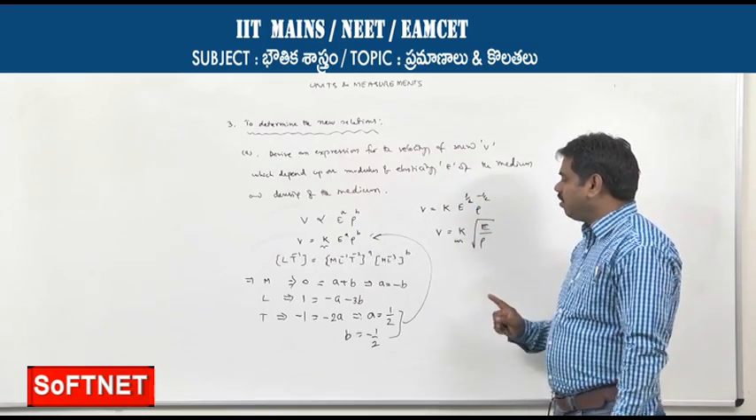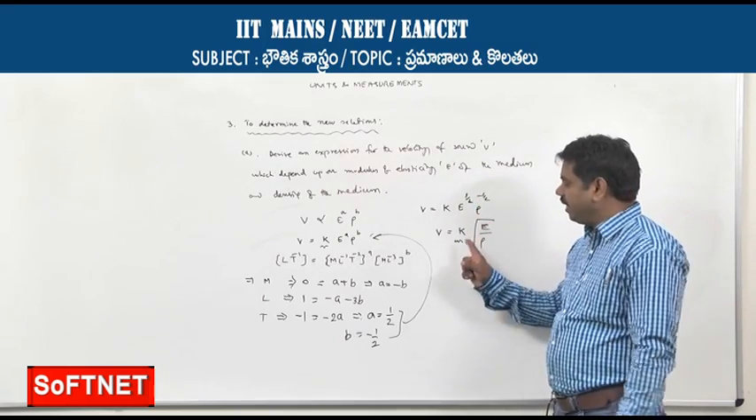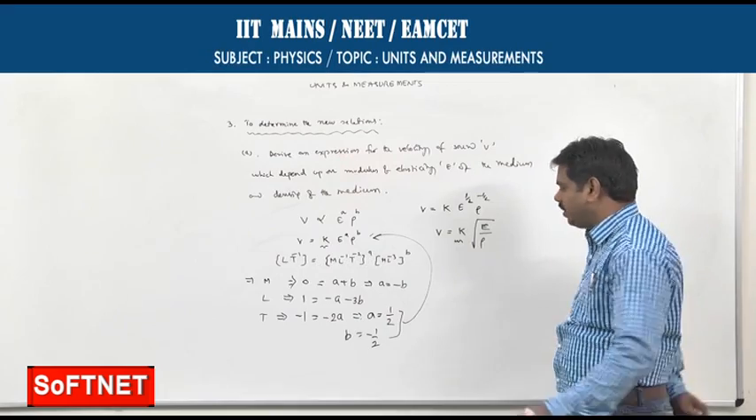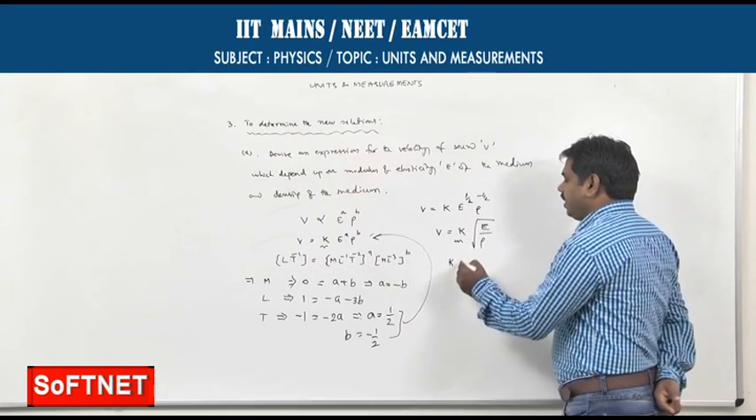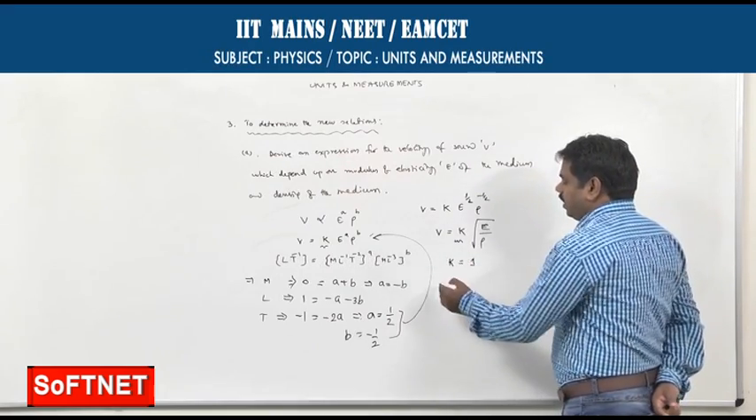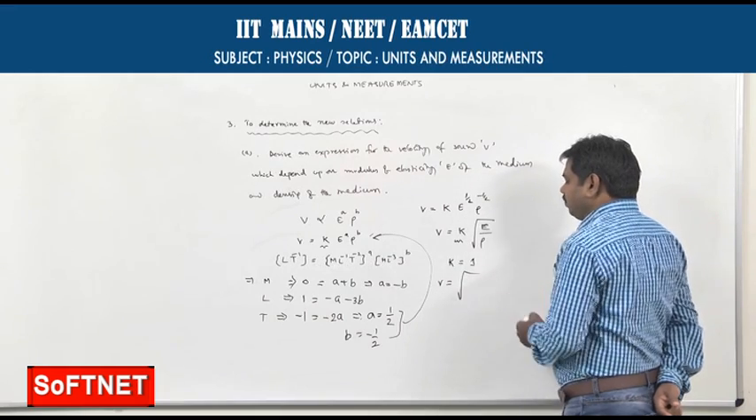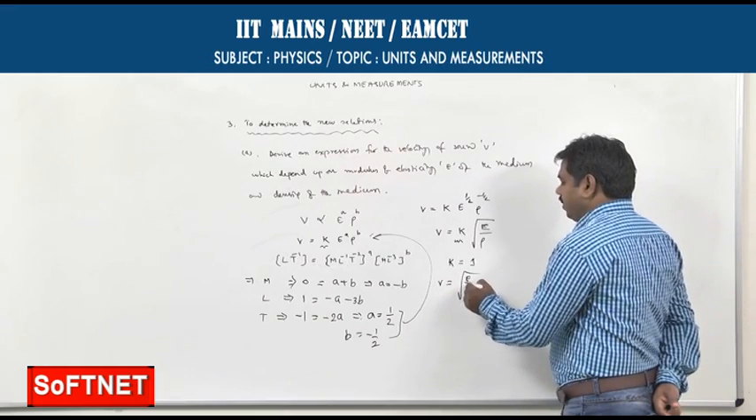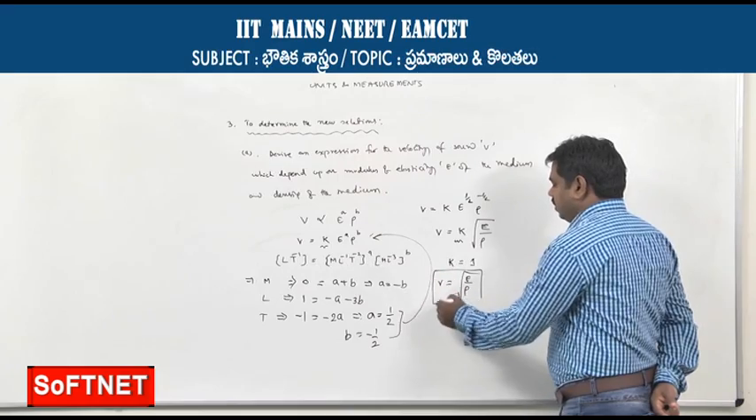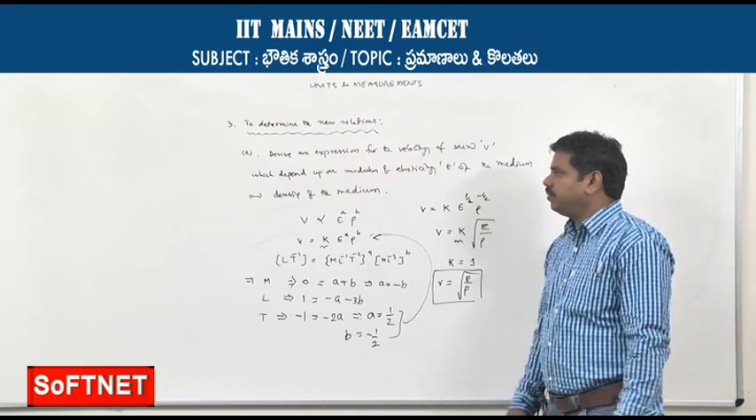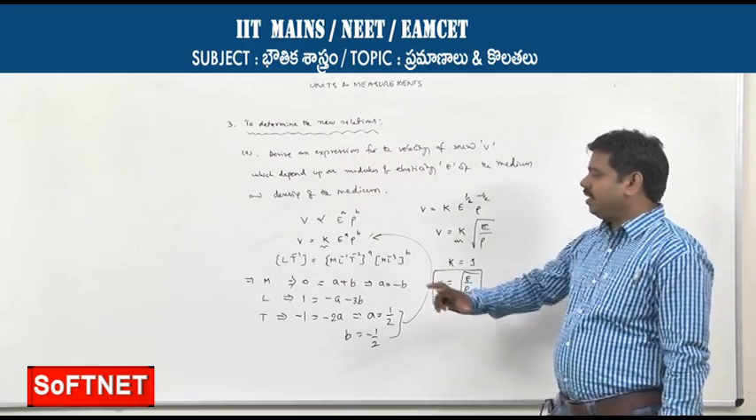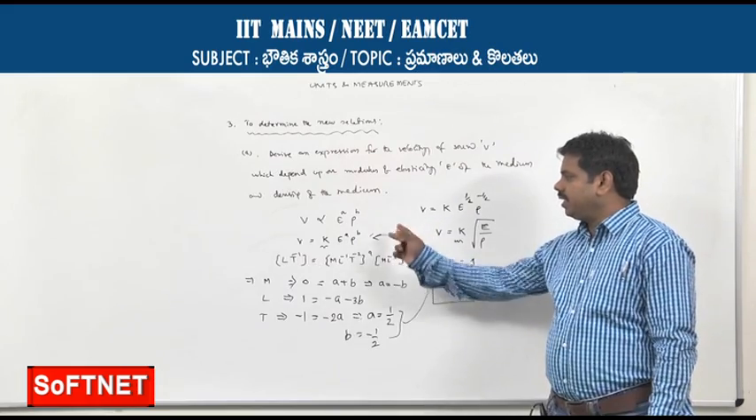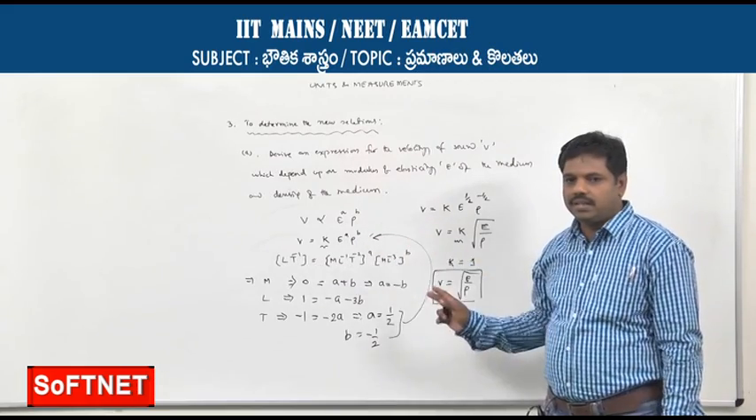Whatever the proportionality constant k may be, it can only be determined experimentally. Dimensional analysis is not useful for finding the value of the proportionality constant, and experimentally this value is equal to 1. Then the equation for the velocity of sound in the medium is V is equal to root of E by rho, and like that we can derive physical relations among different physical quantities.